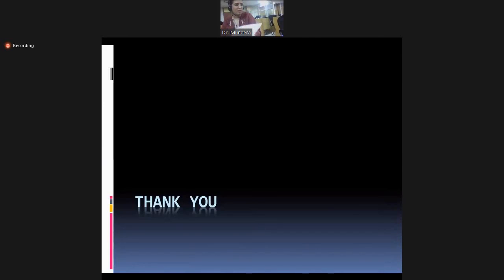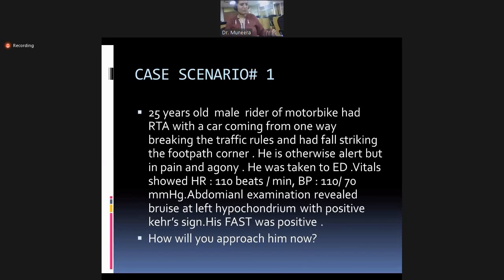Now coming up to your questions, which we have discussed earlier. Question 1: a 25-year-old male, rider of a motorbike, had an RTA with a car coming from one way, breaking the traffic rules, and had a fall, striking the footpath corner. He's otherwise alert, but in pain and agony, taken to the ER. Vitally, heart rate 110, which is high. Abdominal examination: bruise in the left hypochondrium, Kehr's sign is positive, FAST is positive. How can you approach this patient?